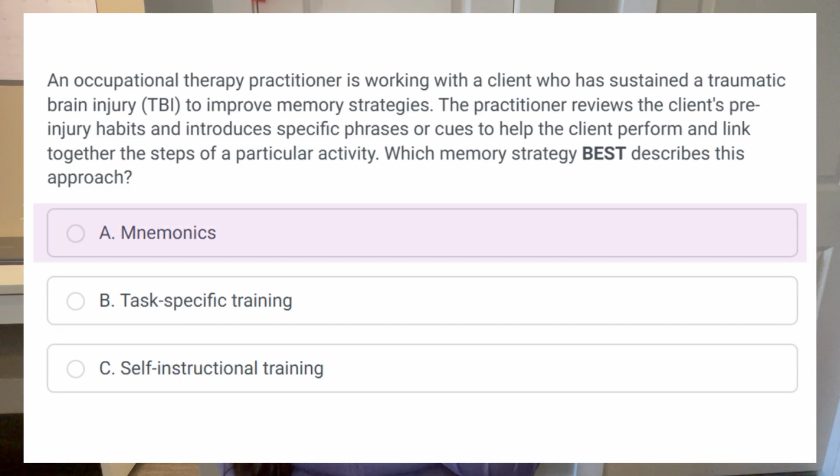So, first we have option A, mnemonics. So, from what I recall, mnemonics involve phrases or like little rhymes or poems, sometimes like images or pictures that you can use to remember things. So, for example, you probably use mnemonics a lot when trying to remember information while you're studying. I honestly can't think of any mnemonics right now because I hardly use mnemonics for myself.